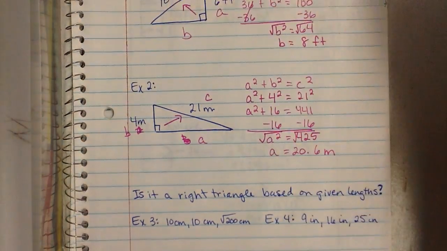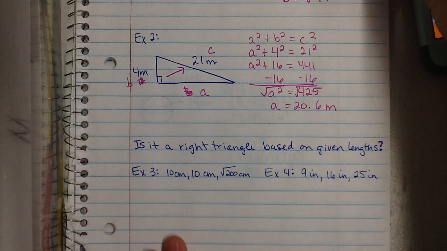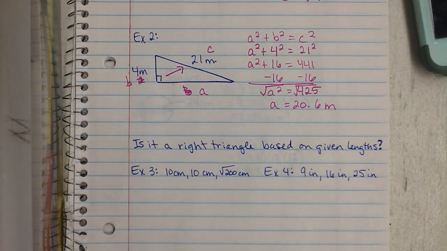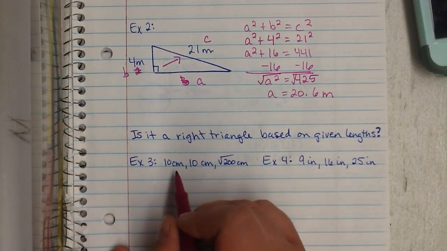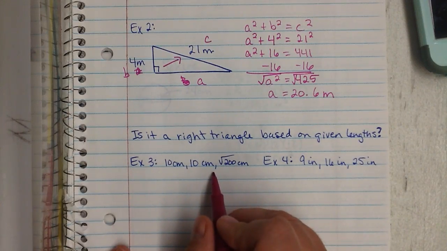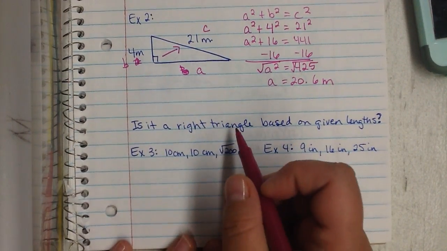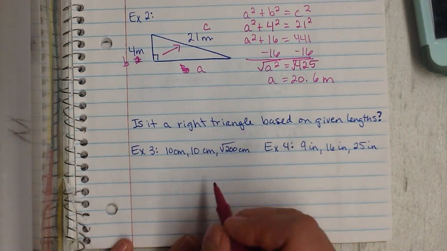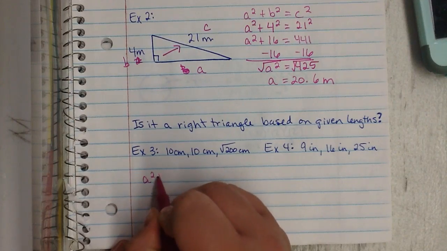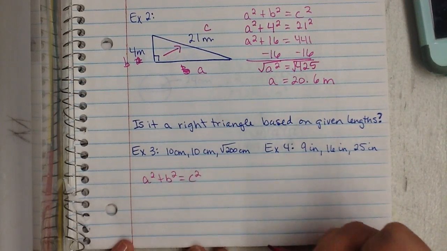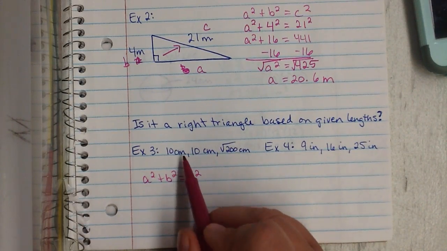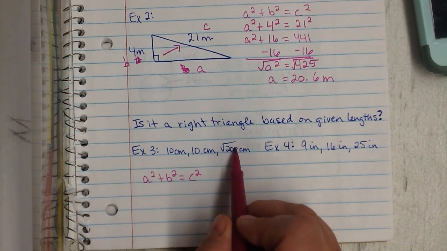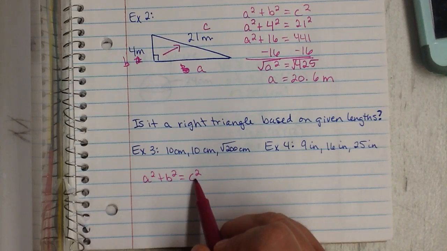Now, the last thing we're going to do is to determine if, in fact, 3 numbers that you're given are right triangles. Okay, so we're going to start off with this. We know these 3 numbers are given in example 3. And because we're trying to determine if it's a right triangle, we're going to use the Pythagorean theorem. So, a squared plus b squared equals c squared. Now, what we're going to do is plug all 3 numbers in, and the largest number, the longest length, would be c. And in this case, the square root of 200 is going to be c.